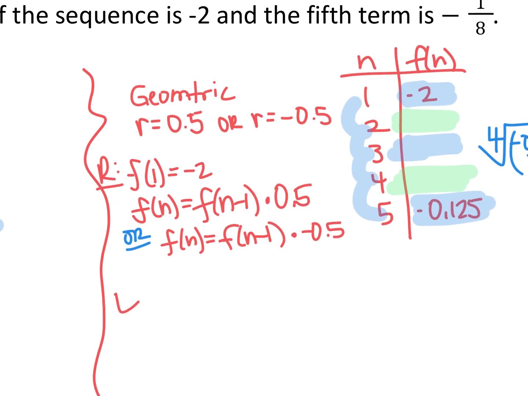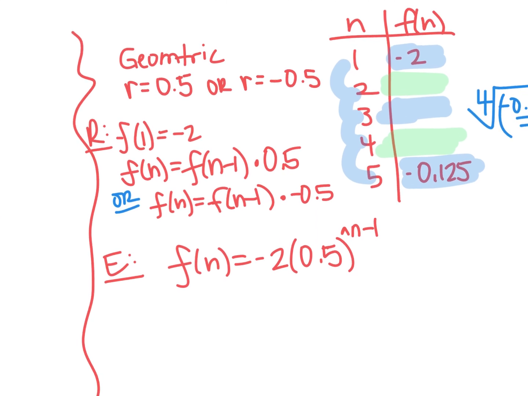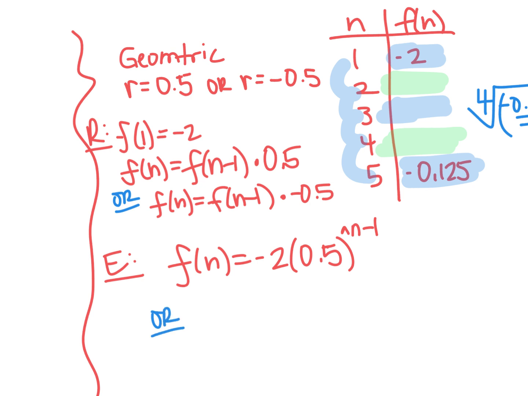Okay, let's do our explicit. For explicit, they gave us the first term, so we'll say f of n equals -2 times 0.5, because we have the first term here with the -2, and the exponent will have n minus 1. Or it could be f of n equals -2, and our pattern could be -0.5, and still with our exponent of n minus 1. Okay, so that was number 7.